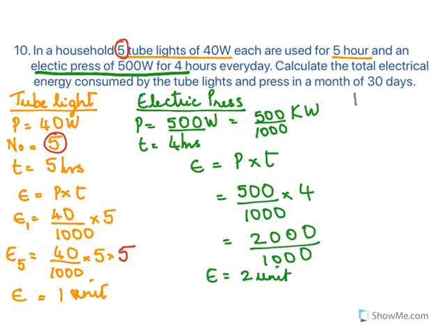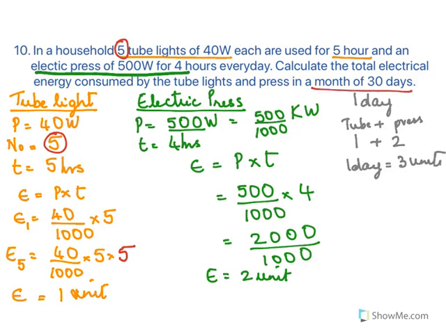So in one day energy consumed will be by the tube lights plus the press. Tube lights consume 1, press consumes 2. So in one day energy consumed is 3 units. We need to know energy consumed in a month. So for 1 month it will be 30 days into 3 units per day. So 90 units for 1 month or for 30 days.